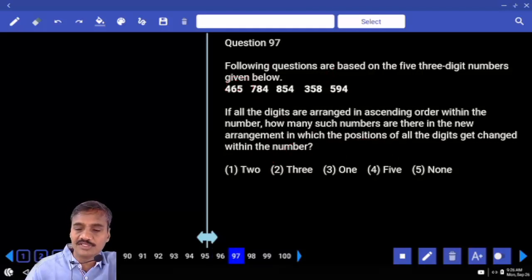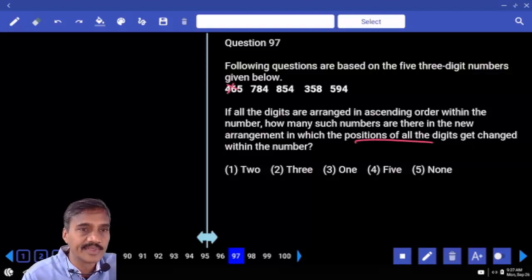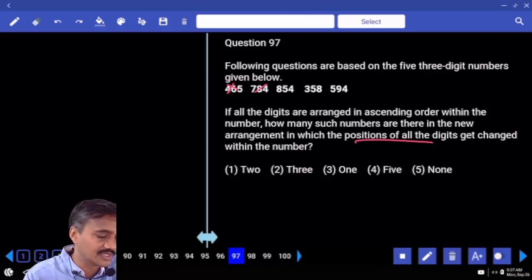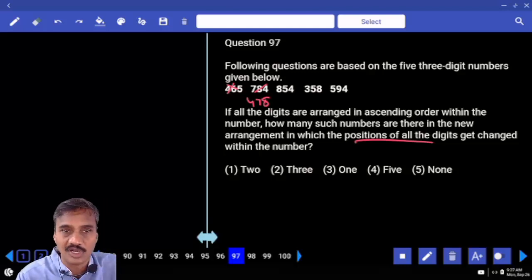97. If all the digits are arranged in ascending order within the number, then how many such numbers are there in the new number in which the positions of all the digits get changed within that number? Positions of all the digits were changed అన్నాడు. ఓకే, మరి ఇక్కడ పొజిషన్స్ ఆఫ్ ఆల్ ద డిజిట్స్ చేంజ్ అవుతుందా? అవ్వట్లేదు. ఎందుకు? 456 వస్తుంది. And next one, here 4 is coming to this place, 7 and 8. Are you getting this answer or not? 4 is coming to the place, 7 is going to the second position, 8 is going to the third position. All the digits were changed.